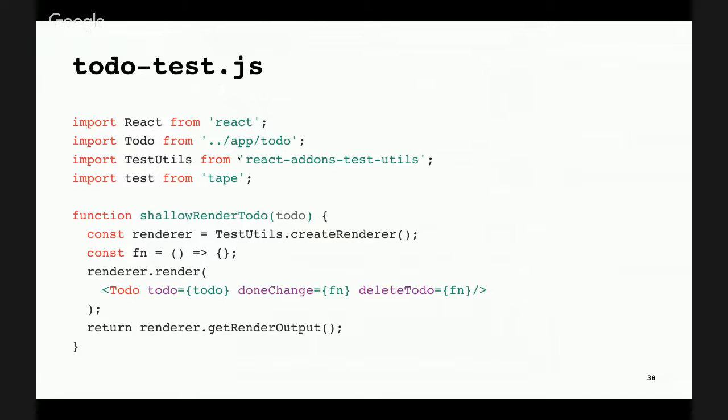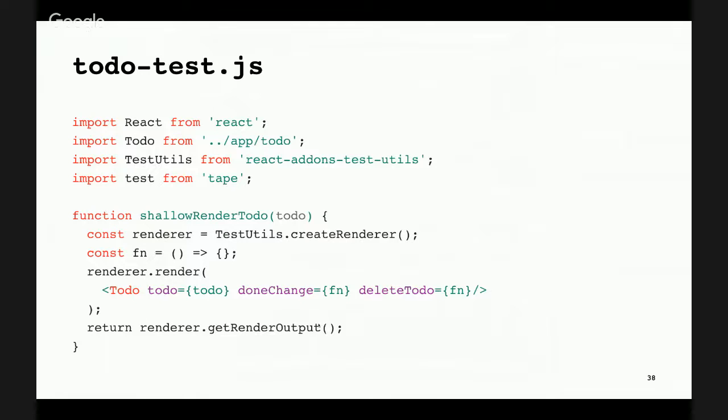So this is how we create a shallow renderer that we use in our tests. I import the TestUtils here. In my function shallowRenderToDo, I first create a renderer using the TestUtils createRenderer call. Then I call renderer.render and I pass it my element, the component that I want to create. So in this case, I'm going to render a ToDo element. I'm going to pass in the to-do, and I'm also going to pass in the doneChange and deleteToDo functions that the ToDo component expects. And then we return renderer.getRenderOutput.